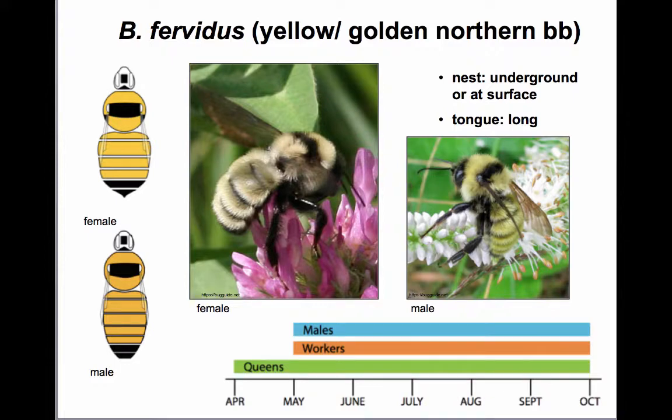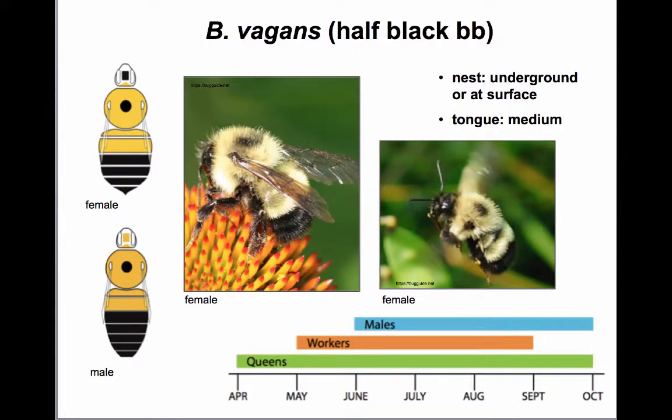Next we have Bombus vagans, the half-black bumblebee. And in this species, T1 and T2 are solid yellow, so compared to Bombus bimaculatus or griseocollis, which had some lighter colored hair on T2, Bombus vagans is all yellow on T2 in addition to T1. And the males look very similar in this species.